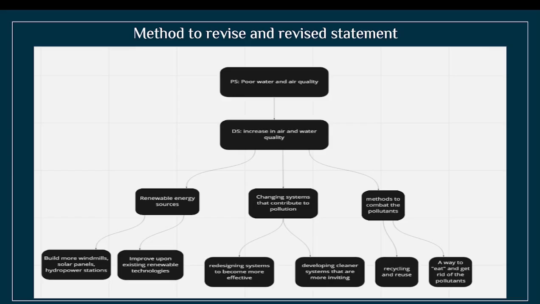Our desired state is having increased air and water quality. The pathways focus on renewable energy sources, enhancing systems that pollute already, and general methods to combat pollutants. The solutions you can see varied from building windmills, developing cleaner systems, recycling and reusing, etc.